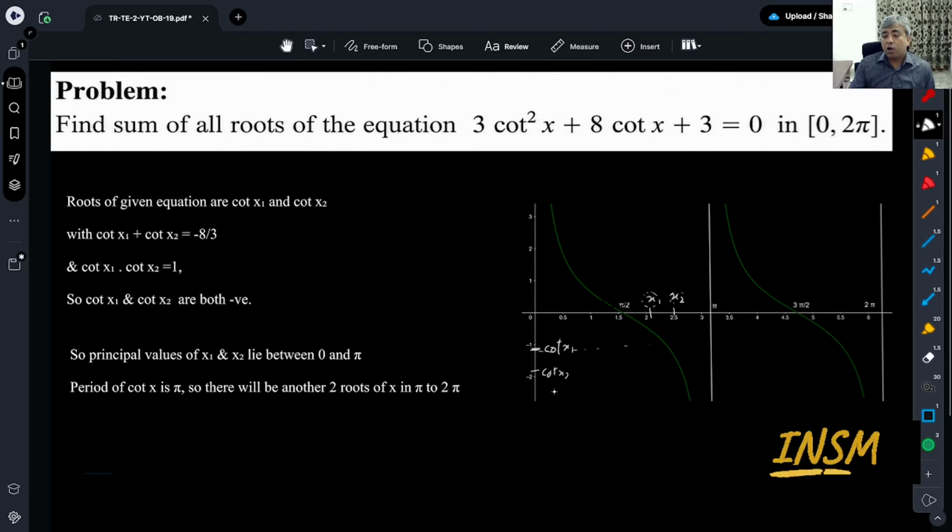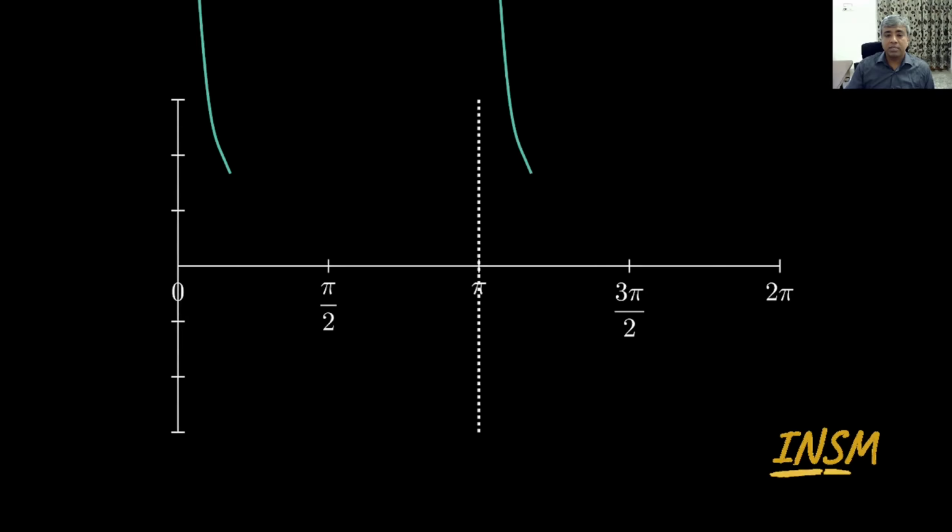Now, the same value that cot x1 and cot x2 are getting, it will get after pi also. So the roots for x will not be 2. Between 0 to pi, you can see that x can take two values, x1 and x2. But between 0 to 2 pi, it will take four values. So you see this in this animation.